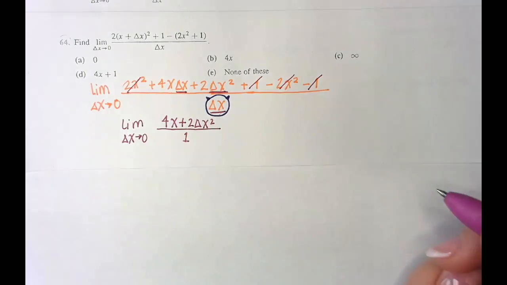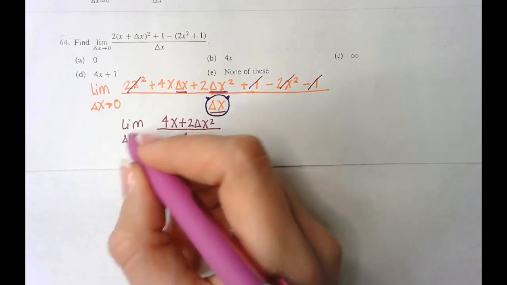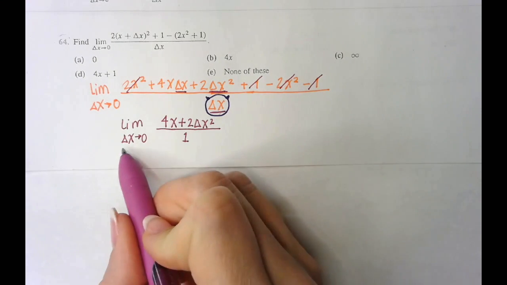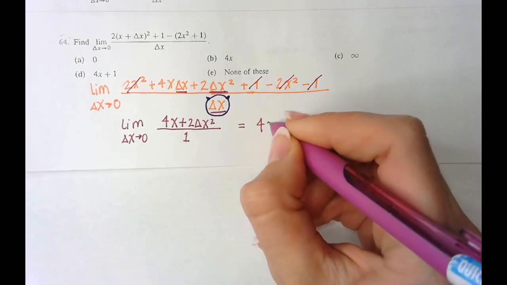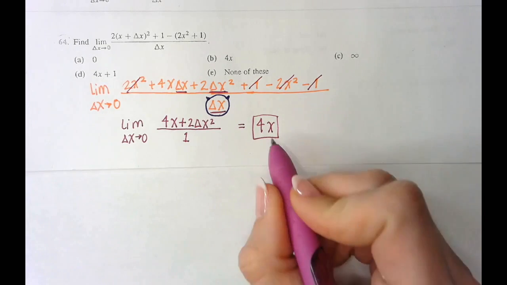And really that's over 1, because guess who we got rid of? The devil. And guess what we could do now? Direct substitution. So if I fill in 0 for delta x, this falls off. Who needs to write over 1? Final answer is 4x.